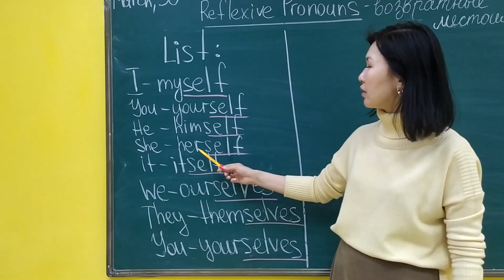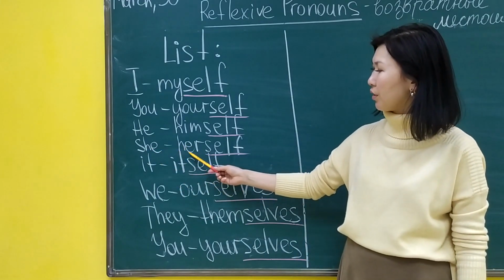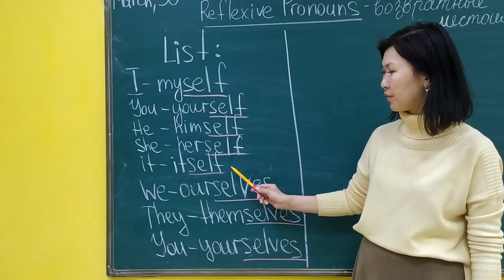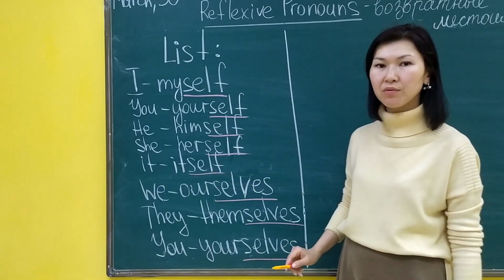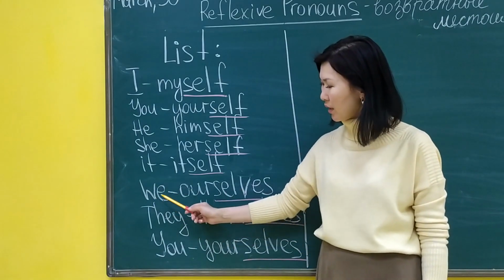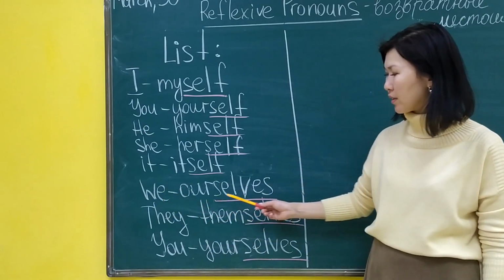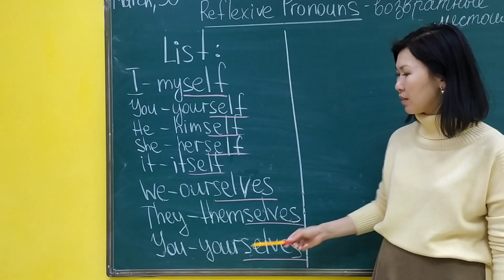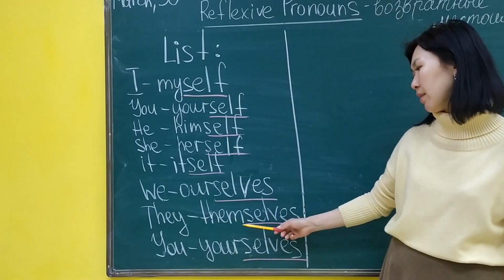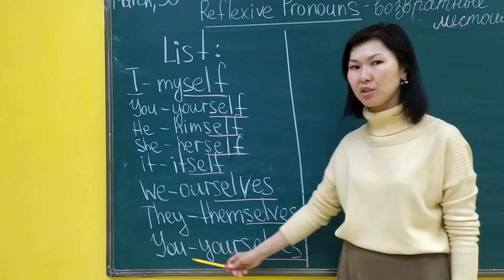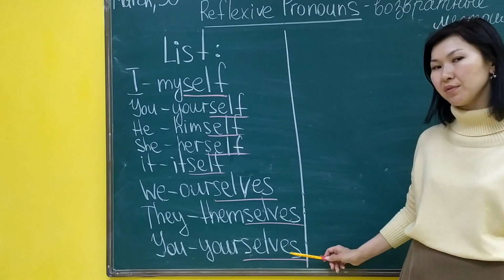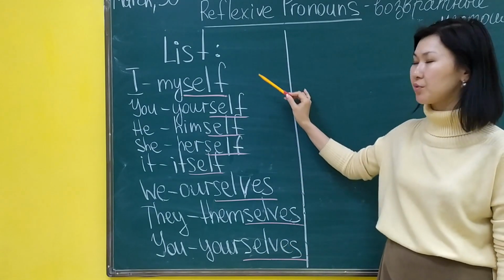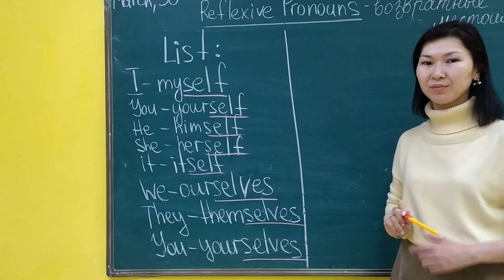She, the reflexive pronoun for herself. And it, itself. And in the plural form we have we and ourselves. It ends with selves. They, themselves, and you, yourselves. Write down, please, all these pronouns in your copybook.